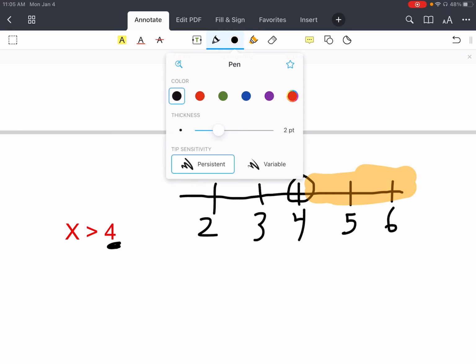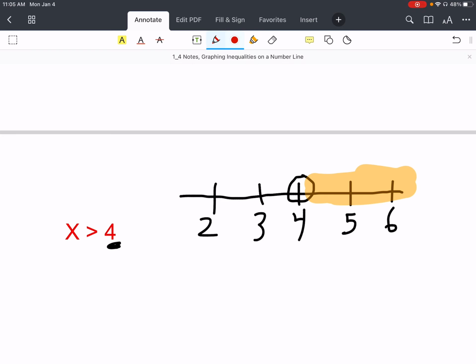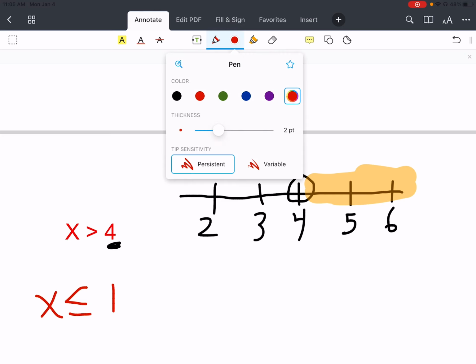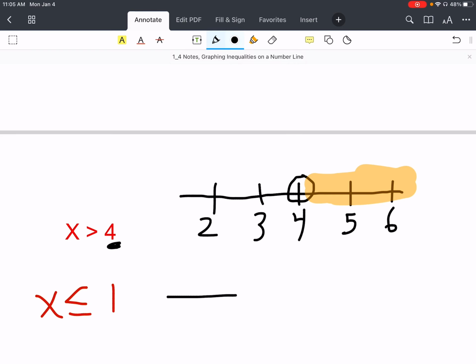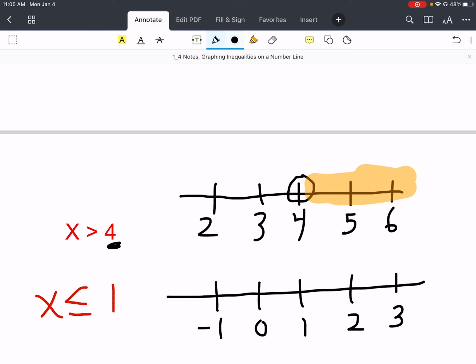If I had another example, like x is less than or equal to 1, my number line would look similar. I'm going to have 5 numbers on my number line. 1 is going to be in the middle. So 2, 3, 0, -1. And this time, it's x is less than or equal to. So my circle is going to be shaded in because it's possible that x is equal to 1.